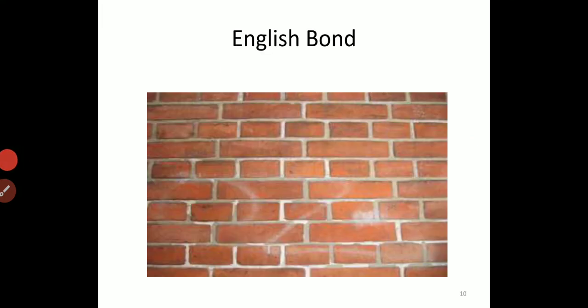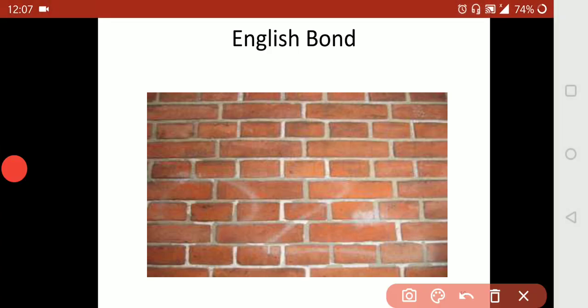Next is English bond. You can see here images of the English bond. See here, one brick layer is large, the second layer is half, then the next layer is large, the second is half, then again the next layer is large, the second is half, likewise. Okay, what is English bond?